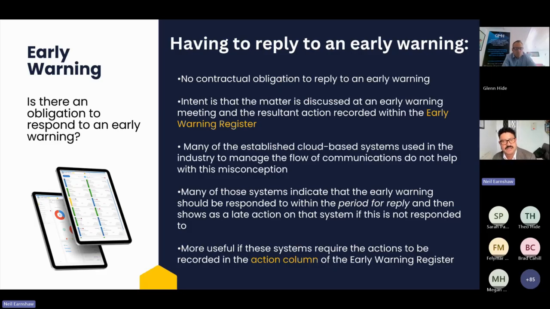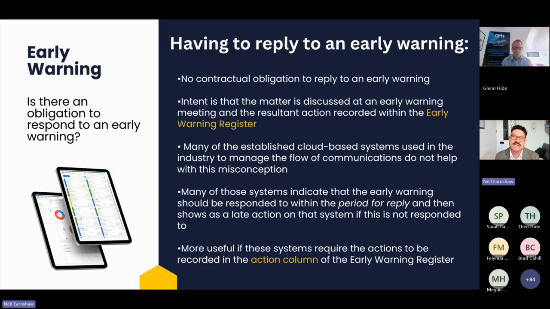Now, many of the cloud-based systems used in industry to manage the flow of communications don't help with that misconception, because many of the systems indicate that you have to reply to an early warning within the period for reply, but that isn't what the contract actually says. And maybe that's why sometimes, maybe often, you see quite banal responses to early warnings in contract management systems, where somebody just says "noted", for example, is a common one that I've seen.